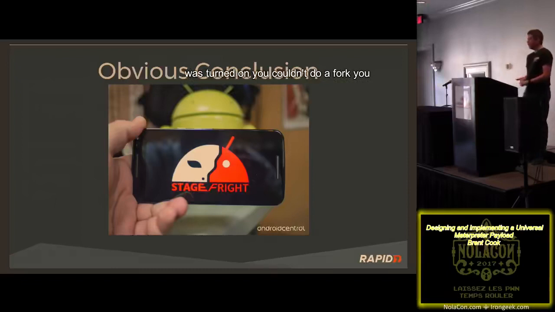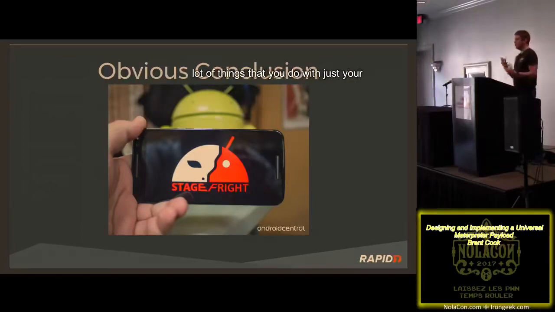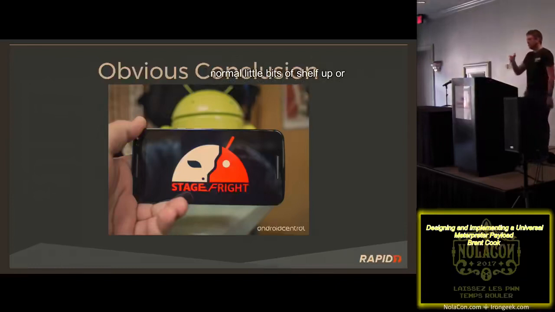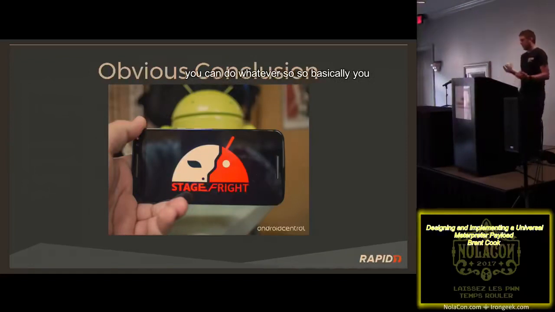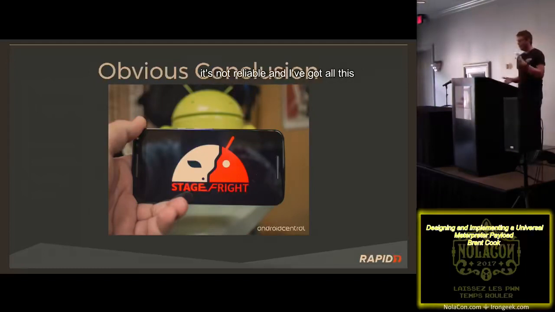SELinux was turned on. You couldn't do a fork. You couldn't do an exec. You can't do a whole lot of things that you do with just your normal little bits of shell code, where you spawn a reverse shell and get a reverse prompt, and you can do whatever. So Josh said, I had to do kernel exploits on top of this in order to get past SELinux, and then it's not reliable, and I've got all this extra hoopla to go through. I just want to be able to exploit Stagefright, and how can I do it? How can you help me?